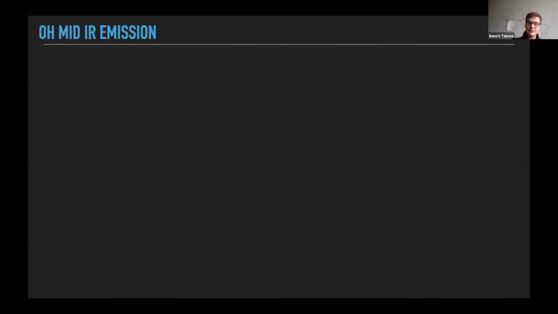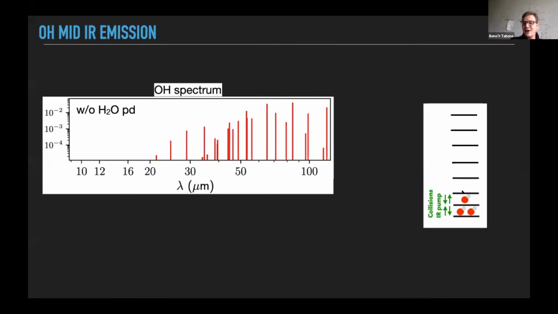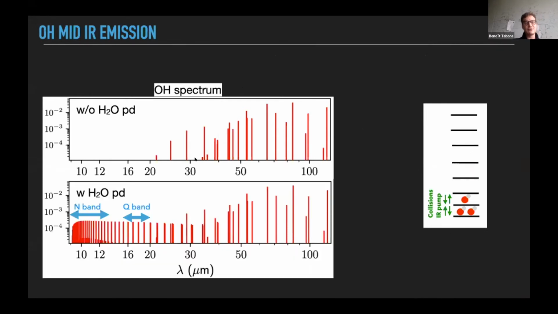So here are the results. Without water photodissociation, the OH spectrum is dominated by lines in the far-infrared regime, so we cannot observe those lines from the ground. It's not very interesting. Those lines are basically excited by collisions or infrared pumping. But when we turn on the water photodissociation, you can see that all these lines pop up.